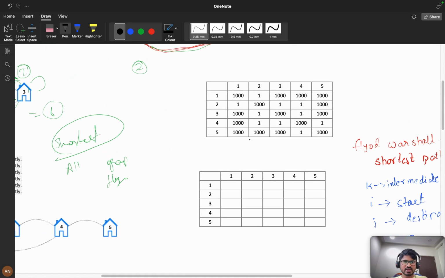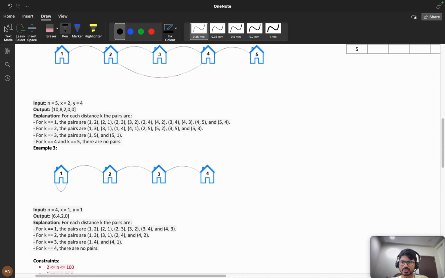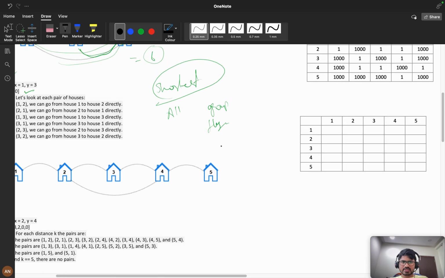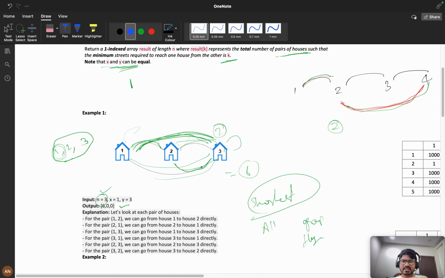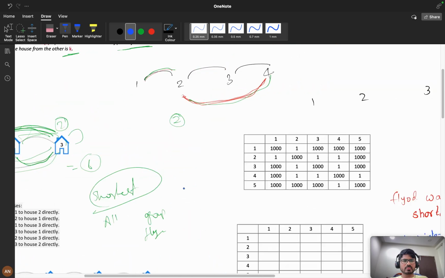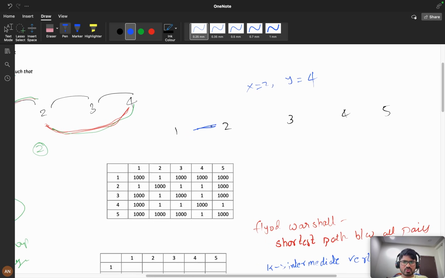Let's see how this is implemented with this example. Let's say n is equal to 5. So we have 1, 2, 3, 4 and 5, and x and y are 2 and 4. X is equal to 2, y is equal to 4. That means from 1 to 2 my length is 1.